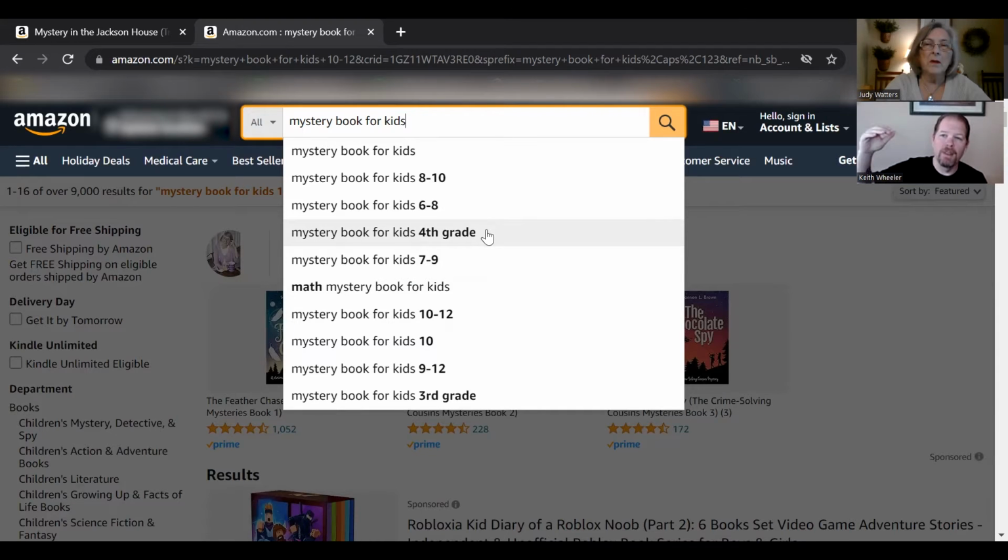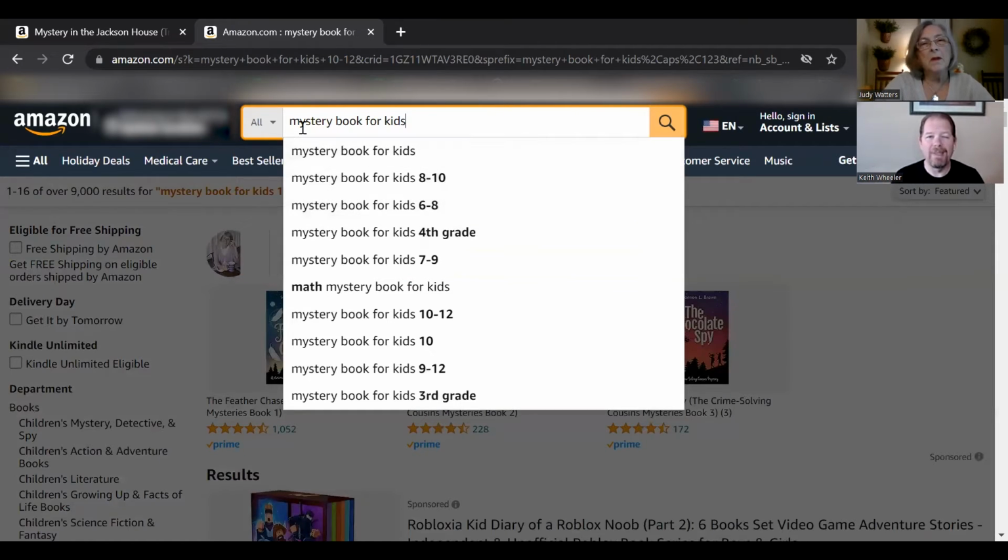Some people read way above their age group. Some people read way below. So I wouldn't limit yourself to just keywords like mystery book for kids 8 to 10. Do 4th grade, 5th grade, 3rd grade, and even within the age range, do 10 to 12, do 6 to 8. And so again, right now we're just coming up with more and more ideas.